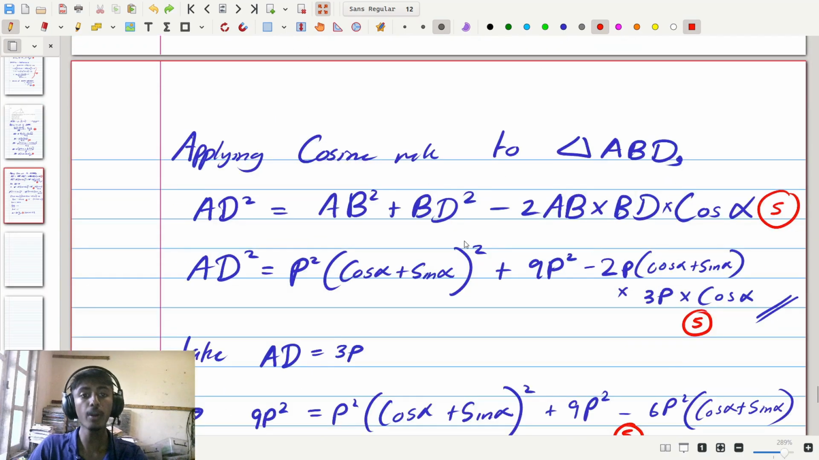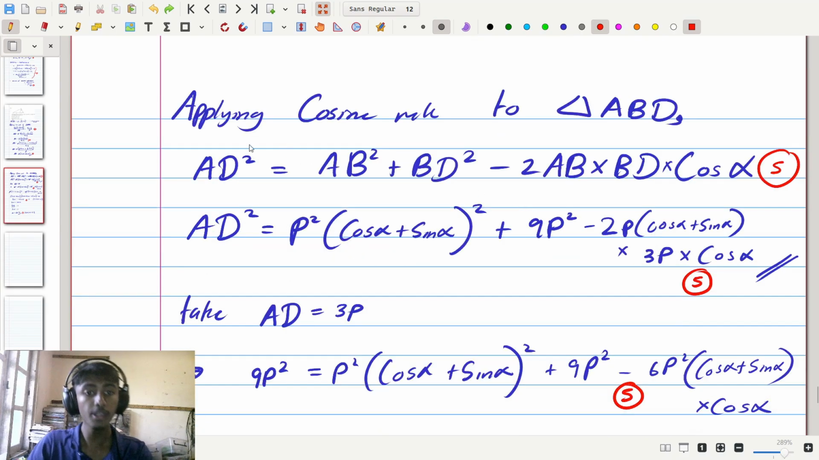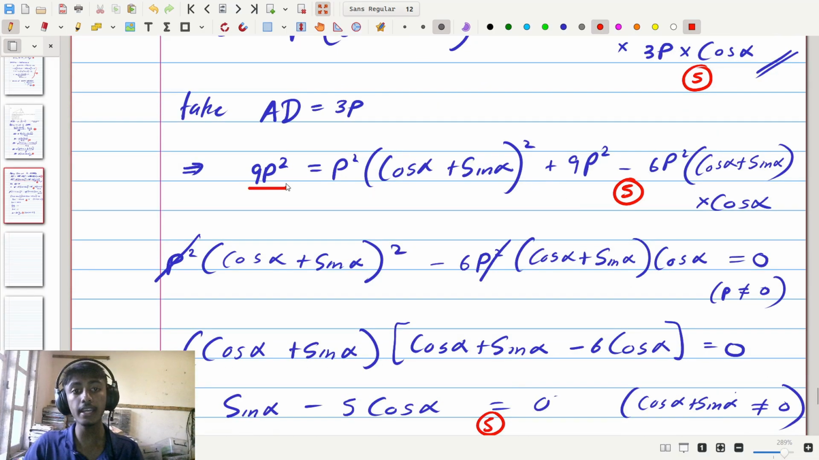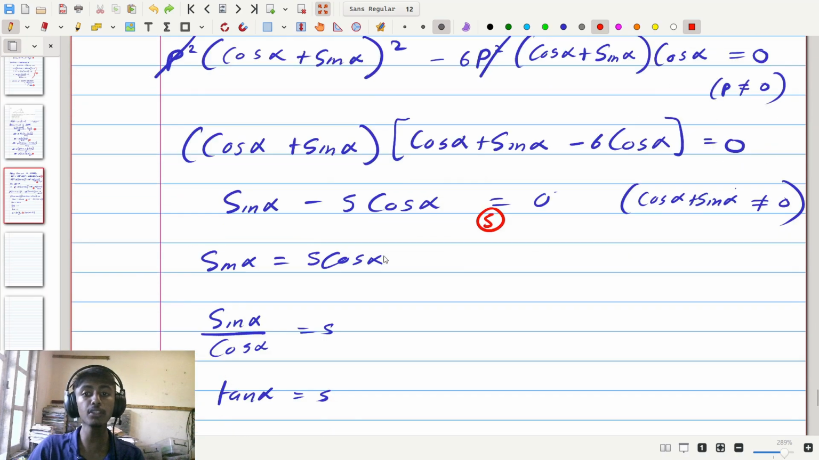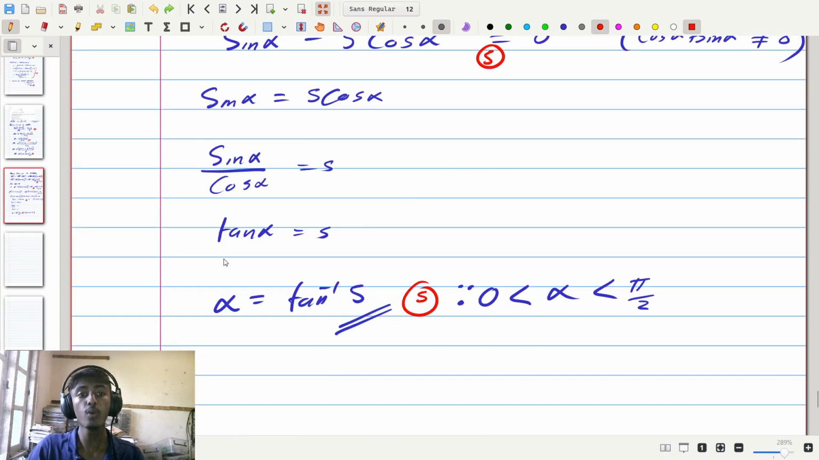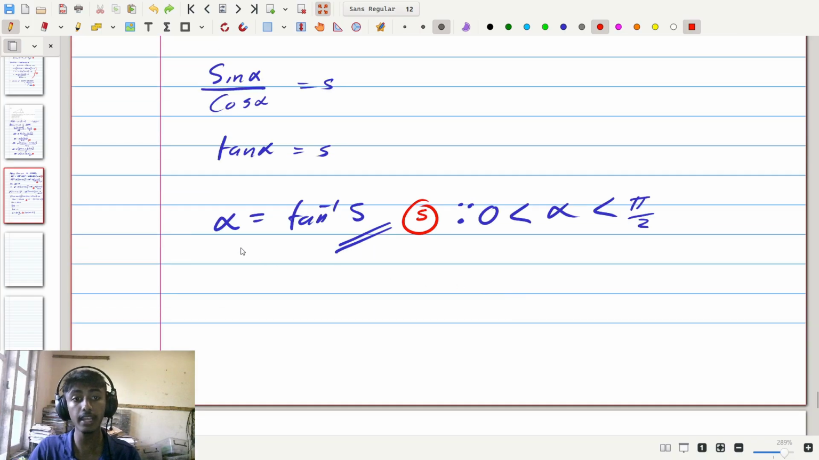Now after that, when you similarly apply the cosine rule to triangle ABD, you get 5 marks for applying it, you get another 5 marks for substituting the correct values, and after that, when you take AD equal 3p and substitute that in and get 9p squared as AD squared, you get 5 marks. Simplifying this down when you get to this point, and then you say cosine of alpha plus sine of alpha is not equal to 0, meaning that the other term is equal to 0, and get sine of alpha minus 5 cosine of alpha equals 0, you get 5 marks for that. And after that, simplifying down, when you get tan alpha equals 5 and say therefore since alpha is in between 0 and pi by 2, we must have the case that alpha is equal to tan inverse of 5, you get another 5 marks. And with that, this is the end of this question.